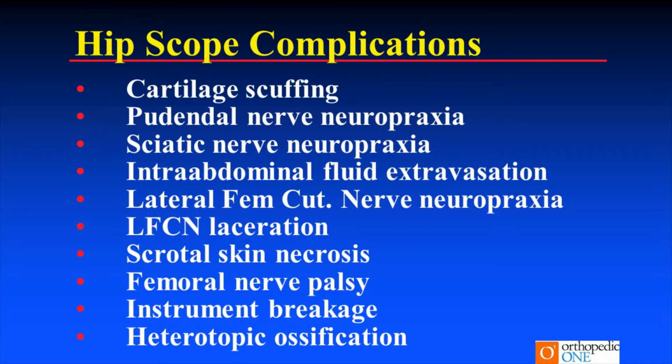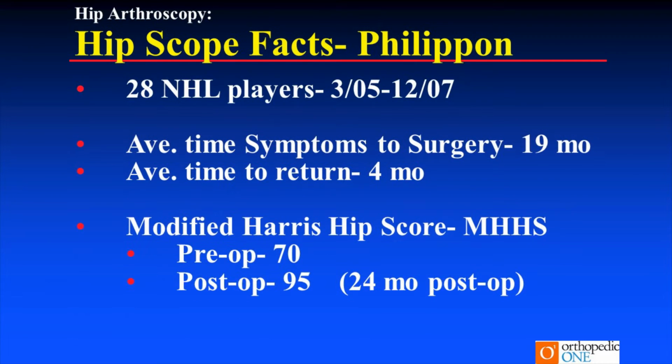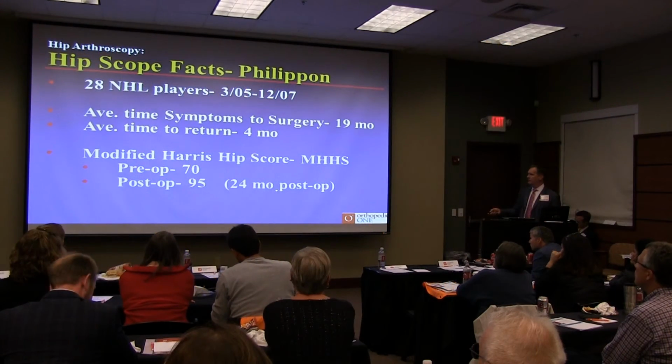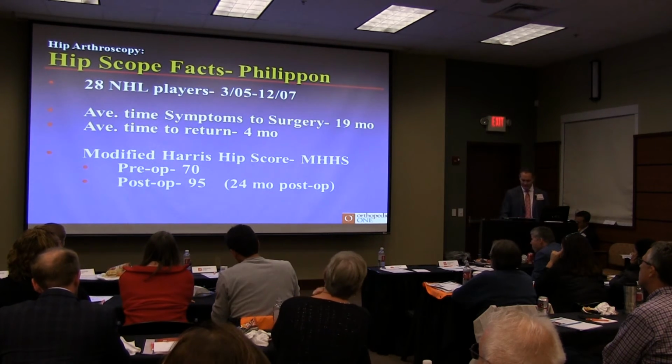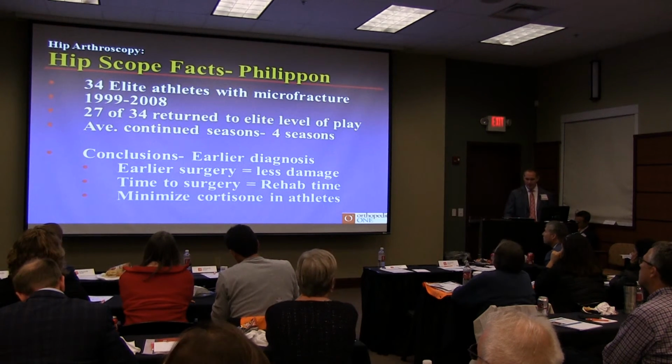So a lot of complications potentially, but we do a lot of things to try to minimize our complications. Numbness is probably the greatest thing, and it's transient. So here are some Philippon facts. 28 NHL players, average time to symptoms 19 months. He says that's longer than he'd like, but these are NHL players. They're going. So significant improvement in their modified Harris hip score, 70 to 95. So it works in high-level people.